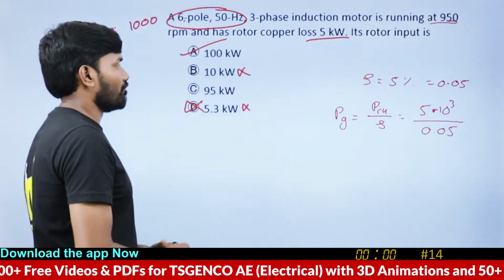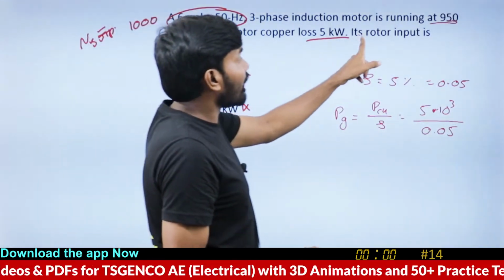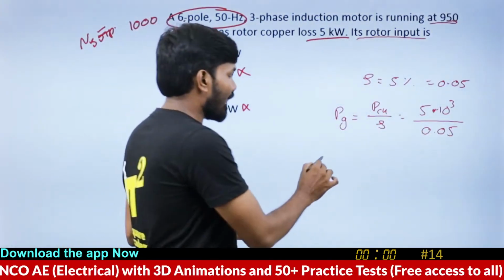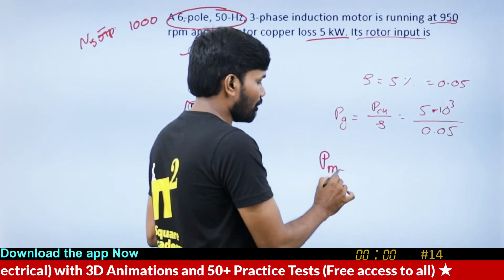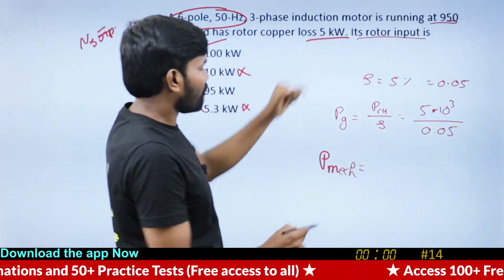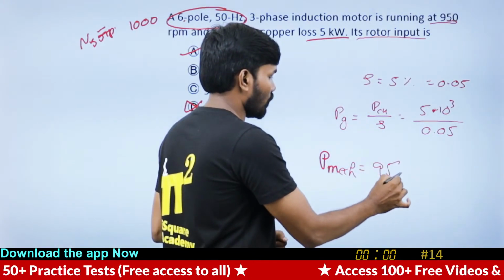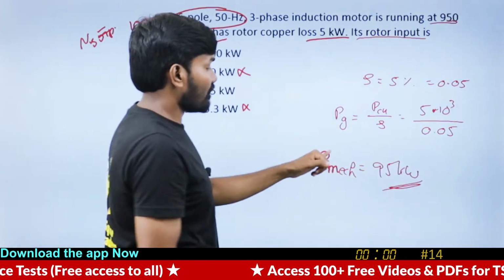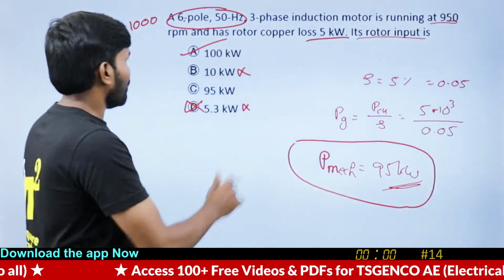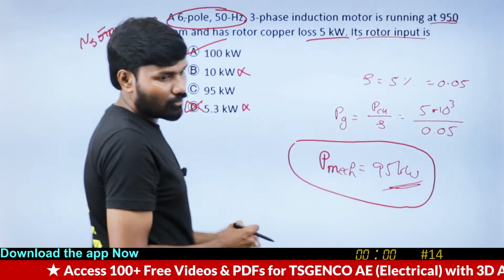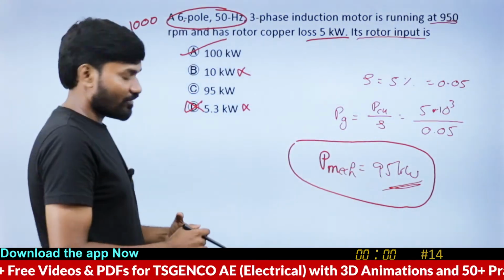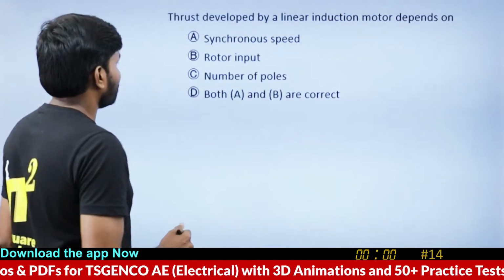Answer is A. It's asked for rotor input. What if the question would have asked for the mechanical power developed? Then simply, what's the answer? 100 minus 5, which is 95 kilowatt. Bang, if mechanical power developed is the question. But the question is rotor input, so you need to be careful on that. A little careful is enough, if not very careful. Okay, next question.